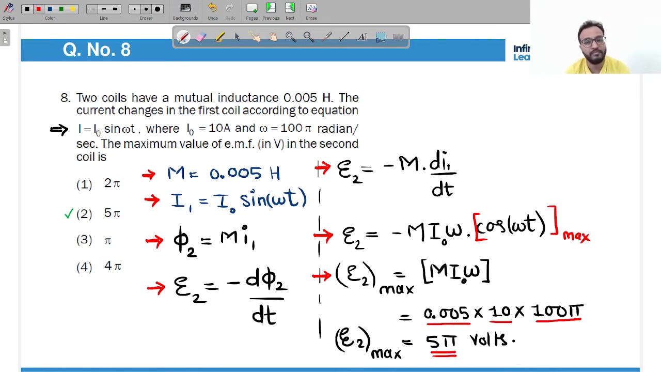Did you understand? Yes or no? Pause the video, see the solution. I have explained this thing. So EMF induced is M d phi 2 is dI1 by dt. You just have to differentiate the value of this current, right?